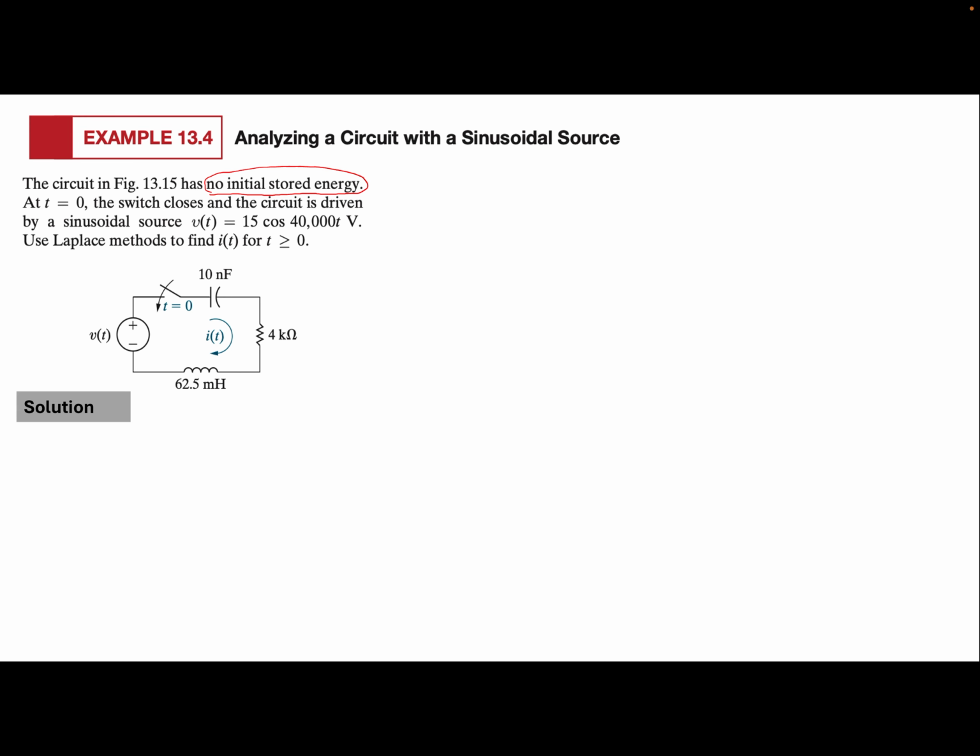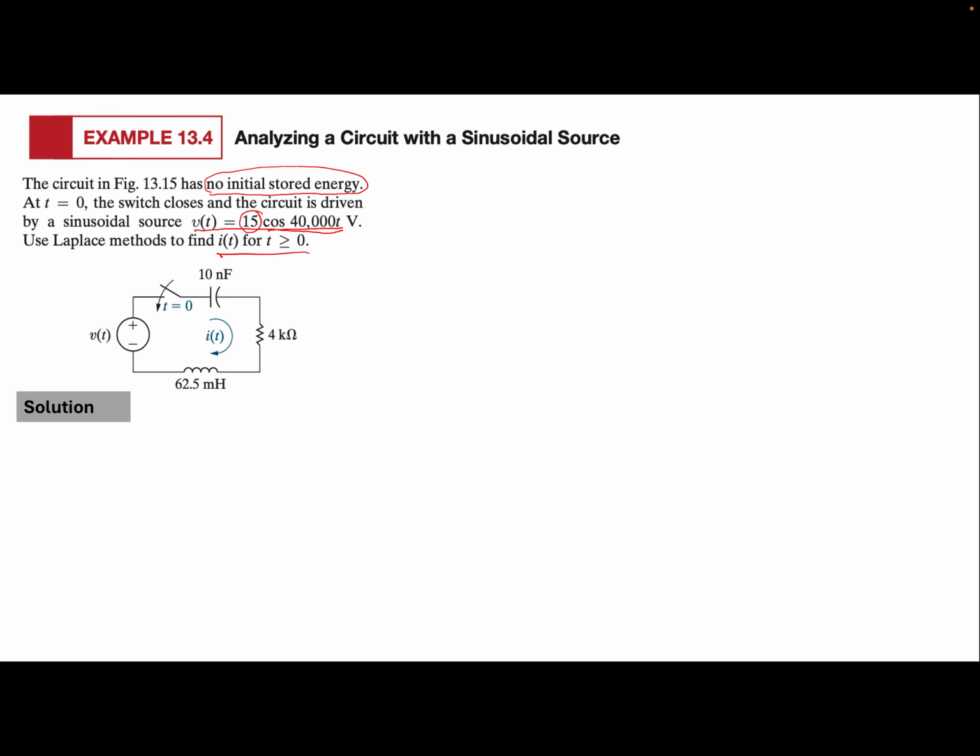Okay, so let's get started. Here is the v of t. Your source is 15 volts times cos of 40,000 t, and the idea is to find the value of the current for t greater than or equal to 0. Again, I am going to transform the circuit into the S domain, find the value of capital I of S, and then take the Laplace inverse transform of this whole thing.